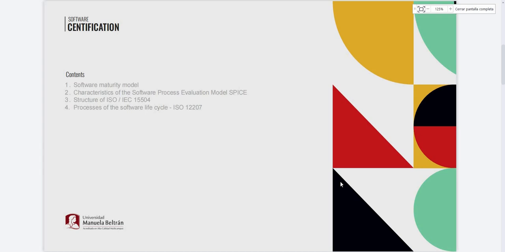This presentation contains: number one, software maturity model. Number two, characteristics of the software process evaluation model SPICE. Number three, structure of ISO/IEC 50504. Number four, process of the software life cycle, ISO 12207.